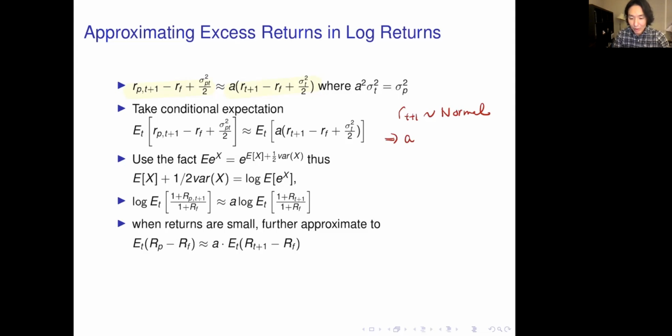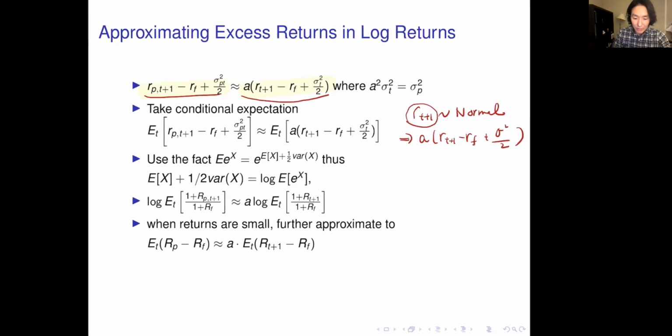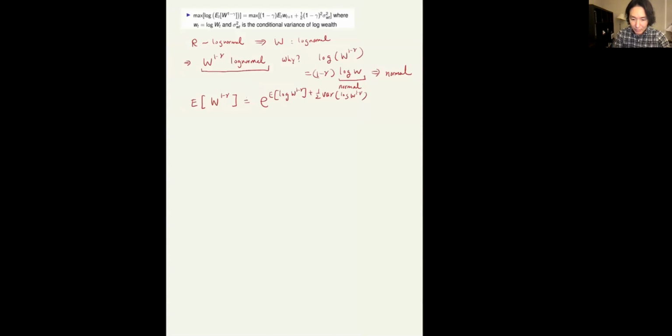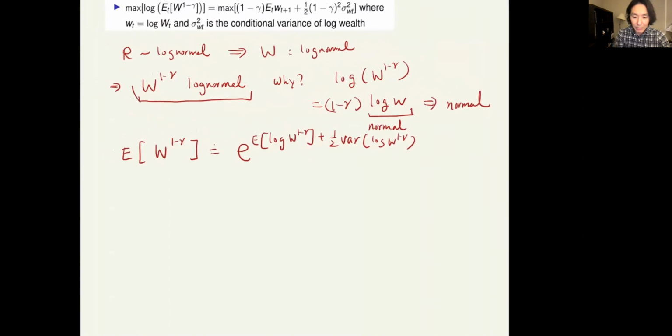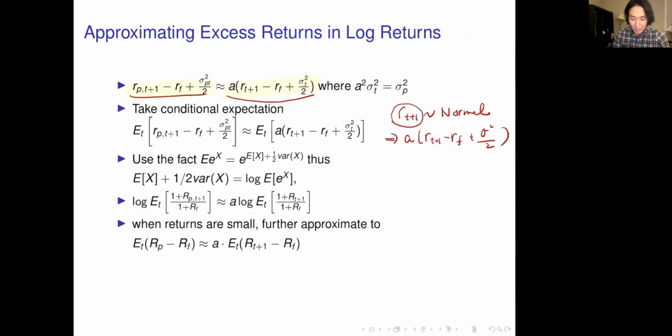Now, after Taylor expansion, because r t plus 1 is the normal random variable, A times r t plus 1 minus rf plus this thing here. This is also normal random variable, meaning the one in the parentheses. Now, this is normal random variable. Therefore, this is also normal random variable. Therefore, this is also normal random variable, right? Then, if you go three slides back, okay. Now, we also have W becomes normal random variable as well, so that the previous portfolio choice problem becomes much easier. Okay, and then we can use the usual fact, the same fact as before, because now everything is normal.